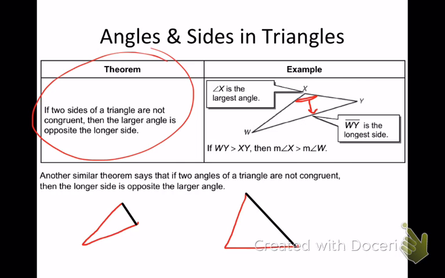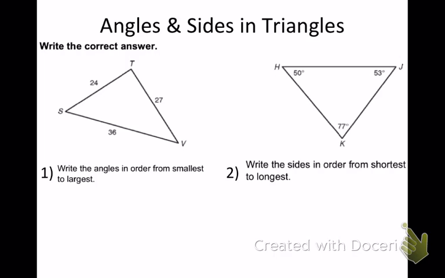Alright, so first problems here, let's look at them. Number one, I want to write the angles in order from smallest to largest. Now remember, the last theorem we just said, the smallest angle is opposite the smallest side. Largest angle is opposite the largest side. So which one is my smallest side? I'm given all three sides. Which one's the smallest side? ST here is the smallest side. So what is opposite of ST? V. So my smallest angle is going to be?